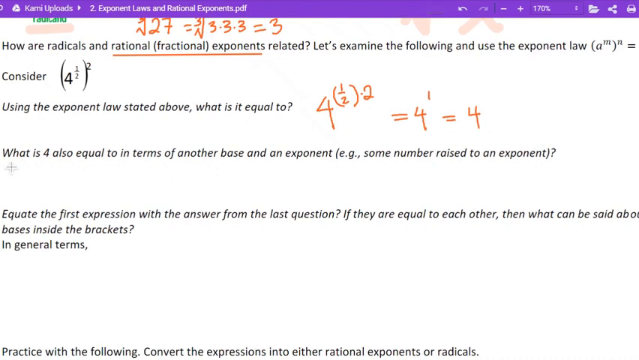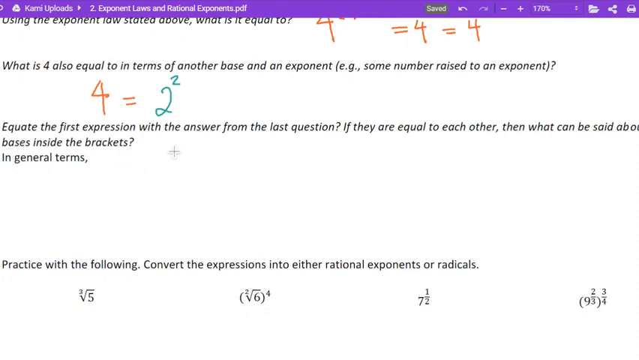Okay. So now let's look at it a bit differently. What is 4 also equal to in terms of another base as an exponent? So how else can I achieve a 4? Well, I could write 2 to the power of 2, right? 2 squared equals 4. 2 times 2.